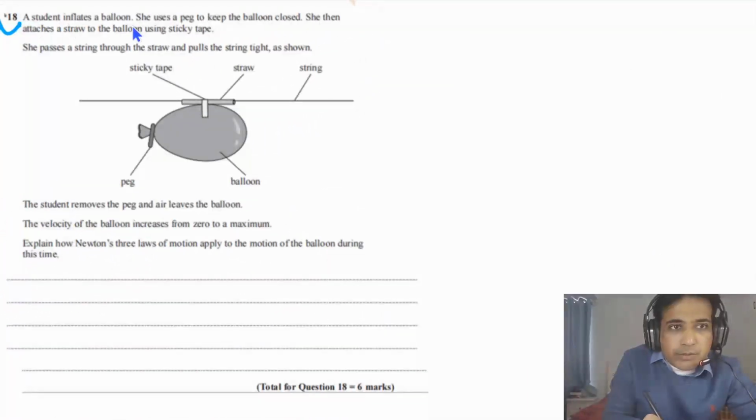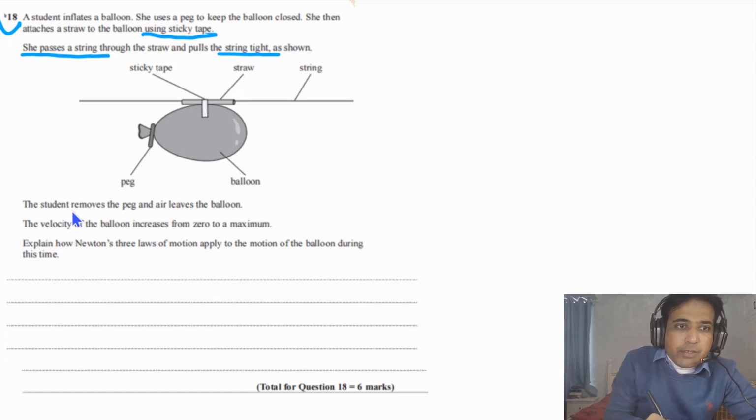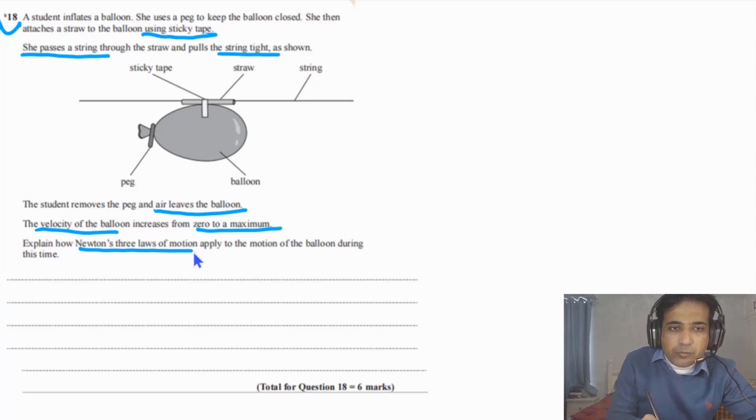Question 18 says, a student inflates a balloon. She uses a peg to keep the balloon closed. She then attaches a straw to the balloon using sticky tape. She passes a string through the straw and pulls the string tight as shown in the figure. The student removes the peg and air leaves the balloon. The velocity of the balloon increases from 0 to a maximum value. Explain how Newton's three laws of motion apply to the motion of the balloon during this time.